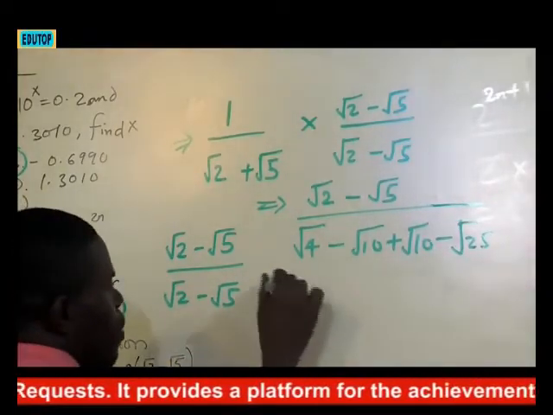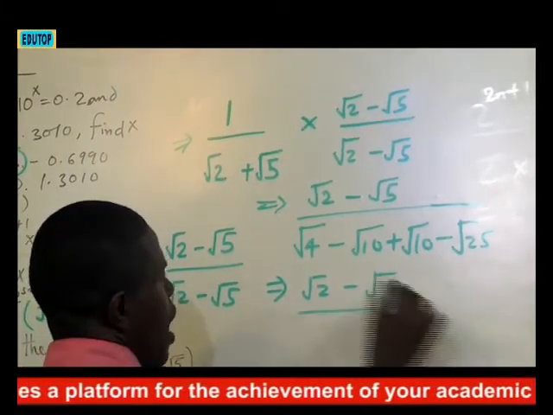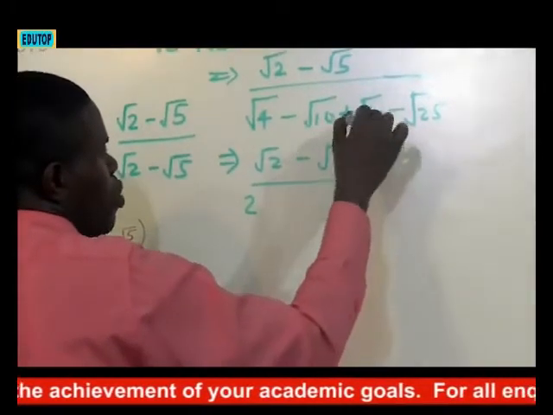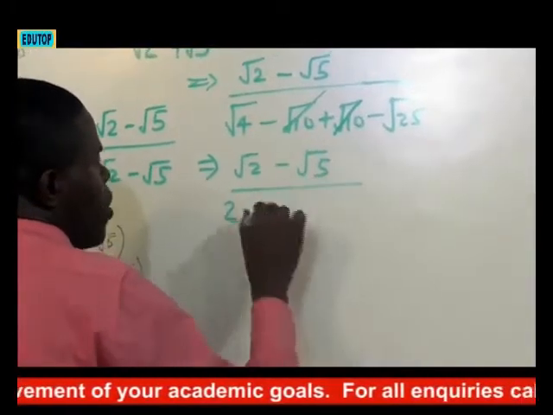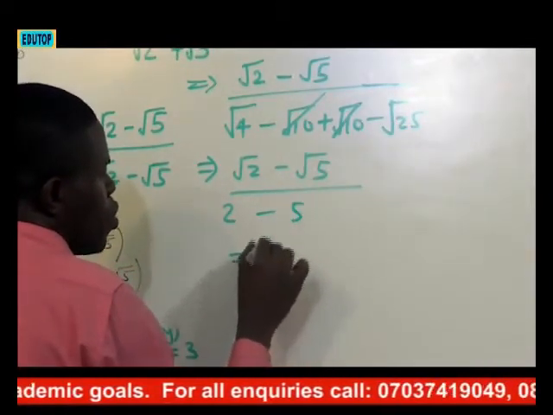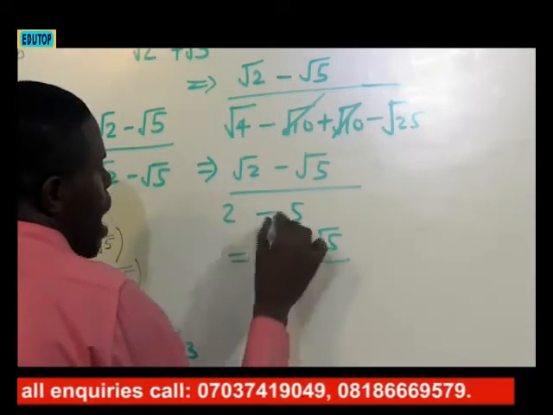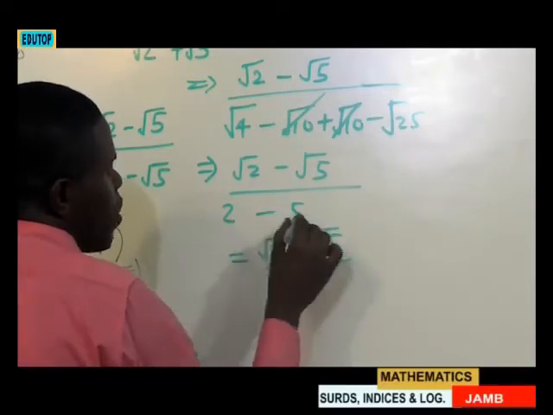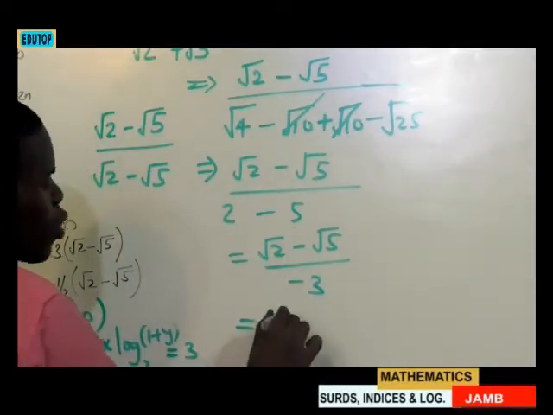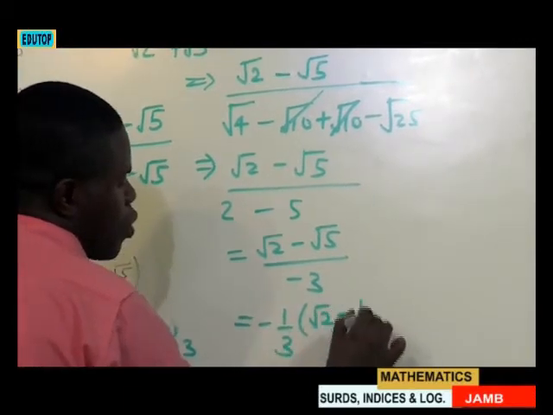Then I simplify this further by saying root 2 minus root 5 over root 4, which is 2. Minus root 10 plus root 10 is cancelled out. Minus root 25 is minus 5. So I have root 2 minus root 5 over 2 minus 5, that's minus 3. Which can be written as minus 1 over 3 into root 2 minus root 5.